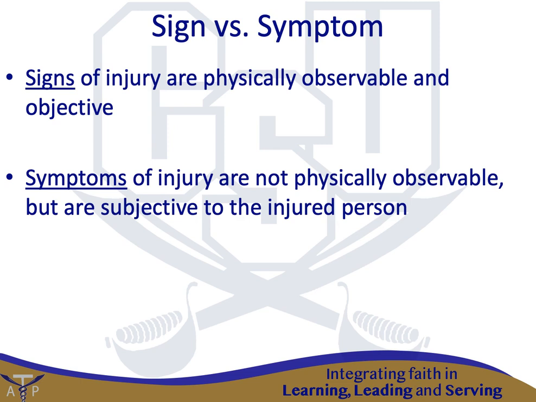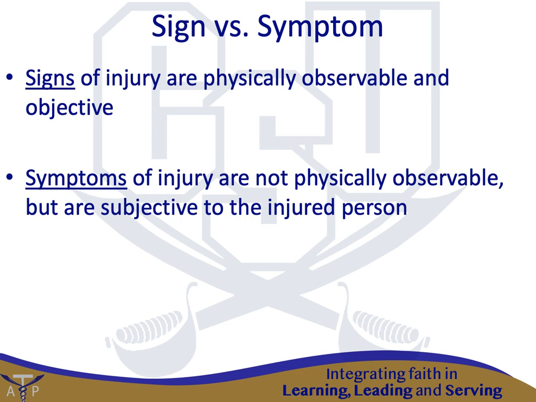A couple other terms that we need to be aware of are what a sign is compared to what a symptom is. These are very different and often confused in students. Signs of an injury are physically observable and objective. Typical signs are differences in tissue temperature. We can actually feel that.